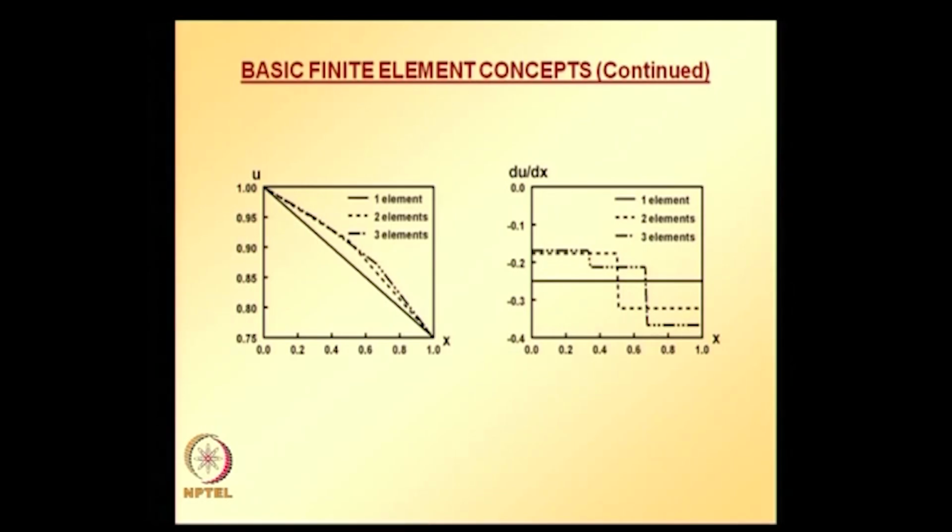And if you want to further reduce error, you can go for a 4 element solution, and as you can see here, as you increase the number of elements, the effort that you have to put in solving for the unknowns is becoming more.